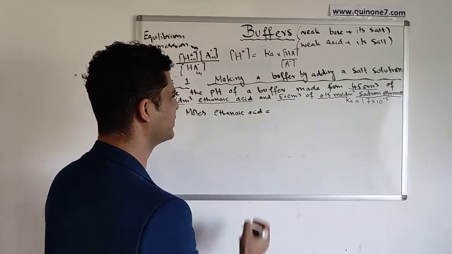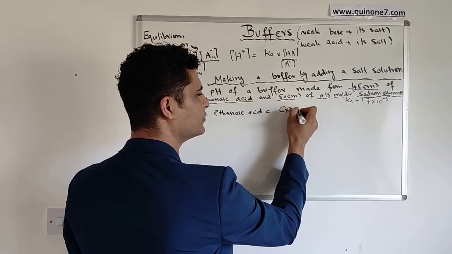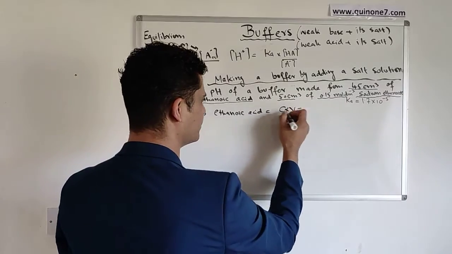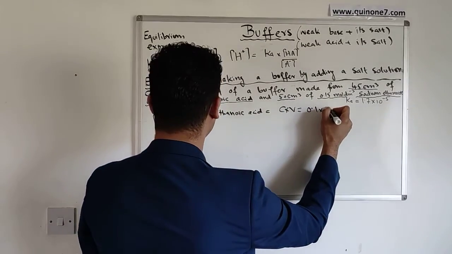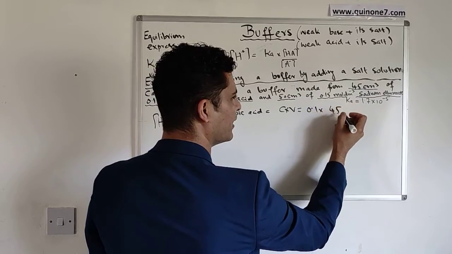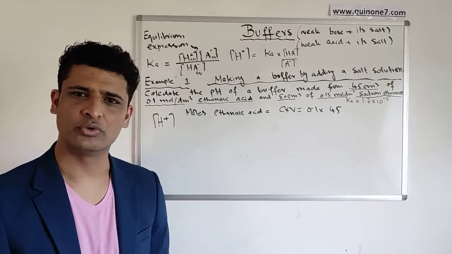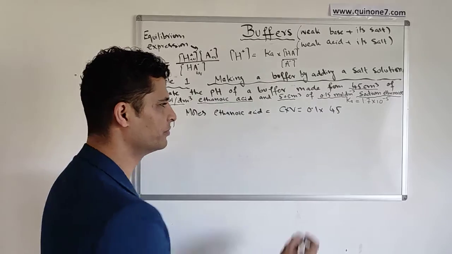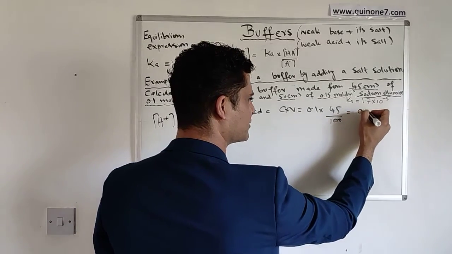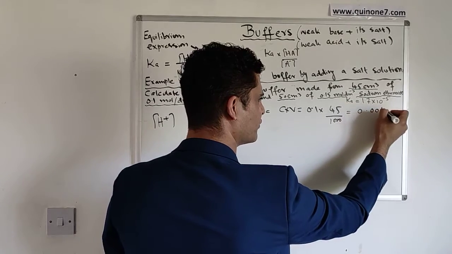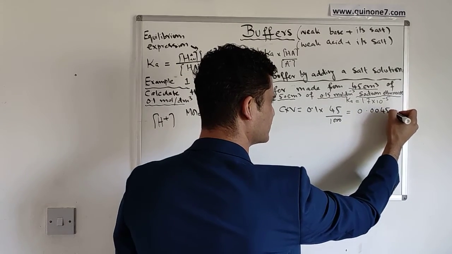So the first thing we're going to do is find the moles of ethanoic acid, which can be calculated by C into V, concentration times volume. The concentration you have is 0.1 mole, and you times it by 45. Because it is in cm cubed, make sure you convert it to dm cubed, because we are going to calculate the moles per dm cubed. You will get an answer of 0.0045 moles.